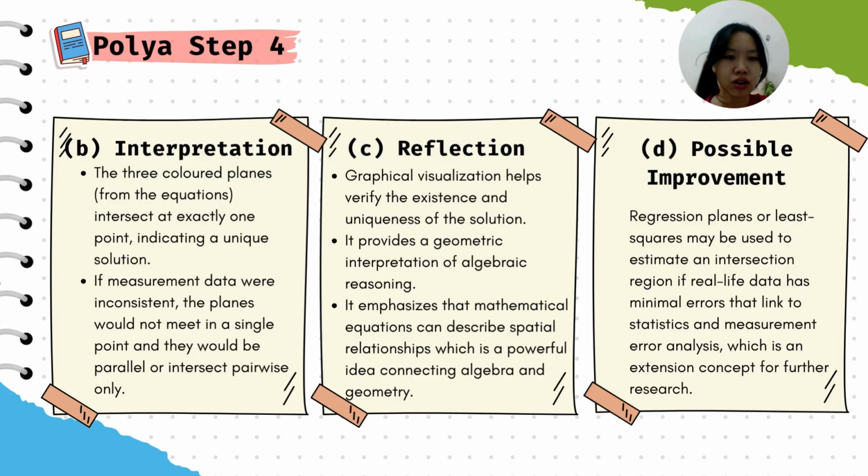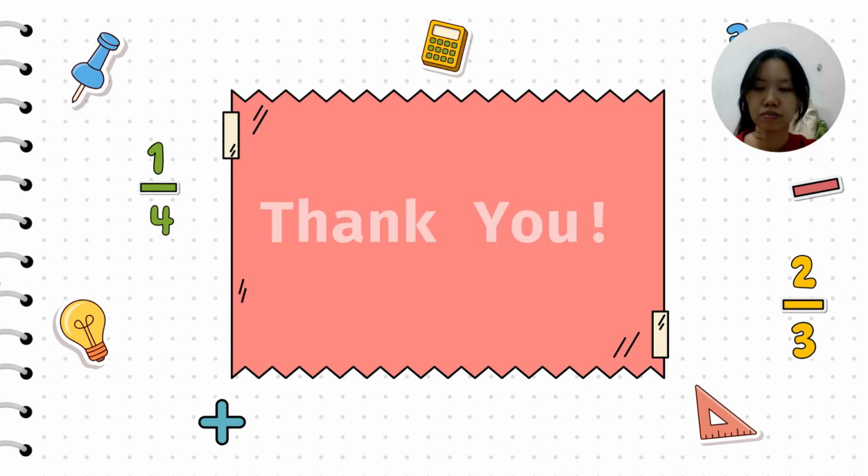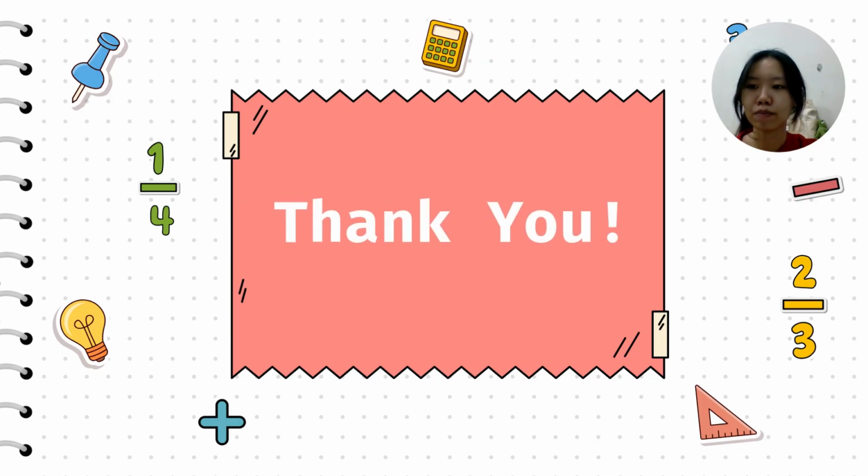Possible improvement. Regression planes or least squares may be used to estimate an intersection region if real-life data has minimal error, which links to statistics and measurement error analysis, an extension concept for further research. Through this method, I learned that mathematics is not only about solving equations, but also about interpreting relationships visually. It made me appreciate how technology like GeoGebra can transform abstract algebra into clear, meaningful visuals.